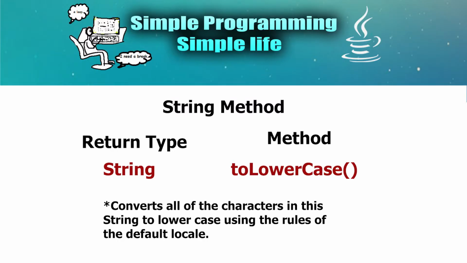The second method we're going to talk about is toLowerCase. toLowerCase is a method that returns a string. And in the description, you can see it converts all the characters in this string to lowercase. So no matter whether you have lowercase or capital, they're all going to change to lowercase. Okay, now let's look at how it is used in coding.